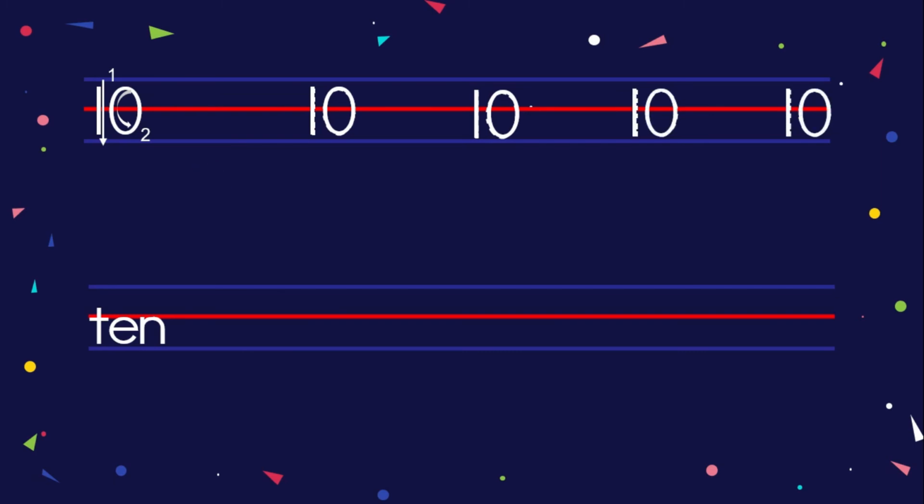For the number word 10 naman, it's spelled as T-E-N, which means we're just going to write the letters T-E-N. Okay, so let's try T-E-N. Okay, very good. So, you already know now how to write the numeral from 0 to 10 and the number word from 0 to 10.